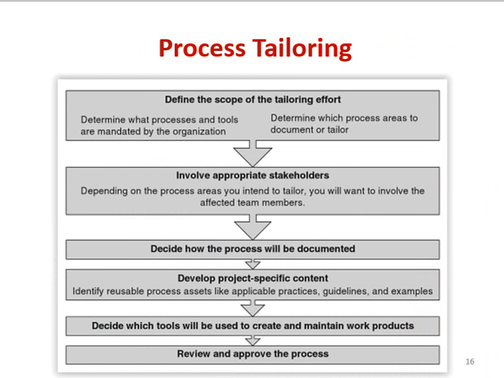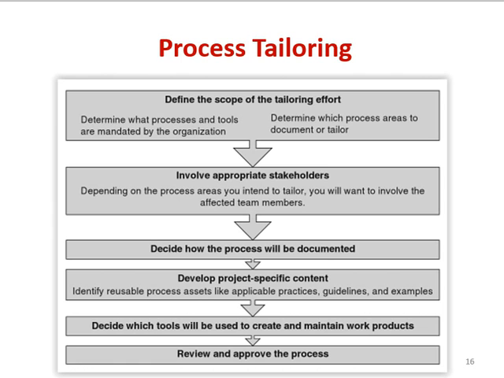So Agile is dynamic and adaptive. So we have the right to tailor our processes according to the needs or the demand of the team, individual, stakeholder, project manager, product owner, or the Agile coach, that is the Scrum Master. So define the scope of the tailoring document. That includes determine what processes and tools are mandated by the organization, determine which process areas to document or tailor. Then the next step is involve appropriate stakeholders. Depending on the process areas you intend to tailor, you will want to involve the affected team members.